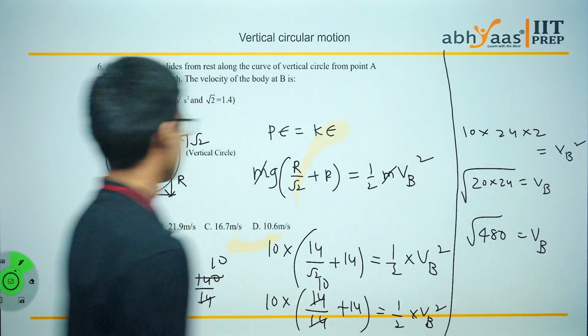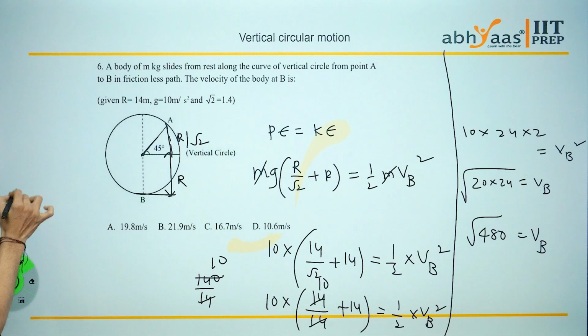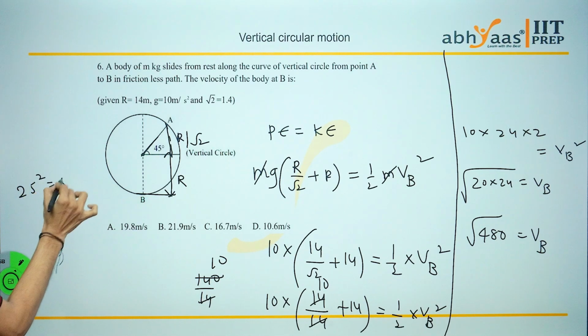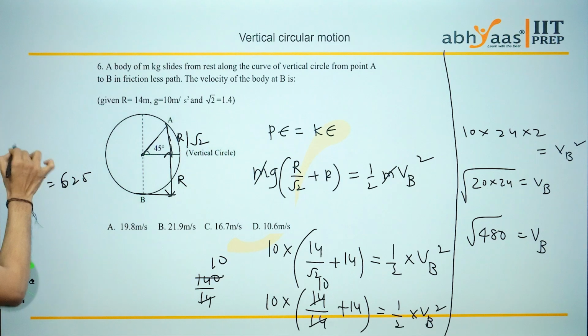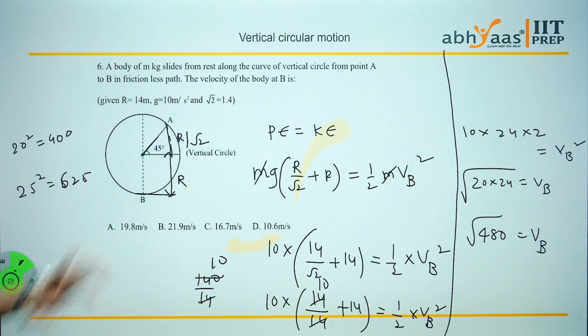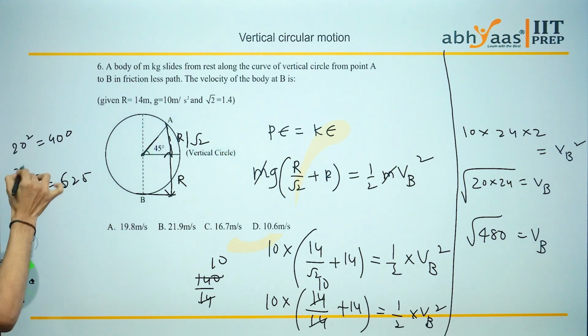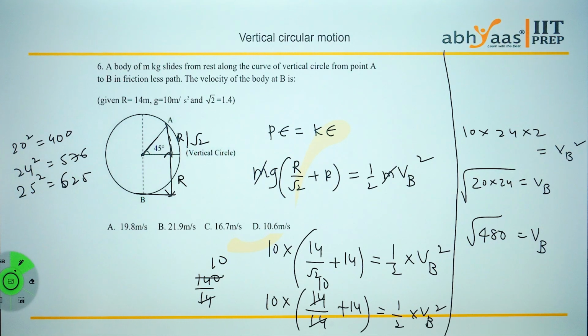I'll tell you, here, a simple calculation. 25 square is how much? 625. But that is big. 20 square is 400. What is the answer? 480 is there. 24 square is how much? 576. But 480 is there, so it is less than this. Here, no need to go for big calculation.